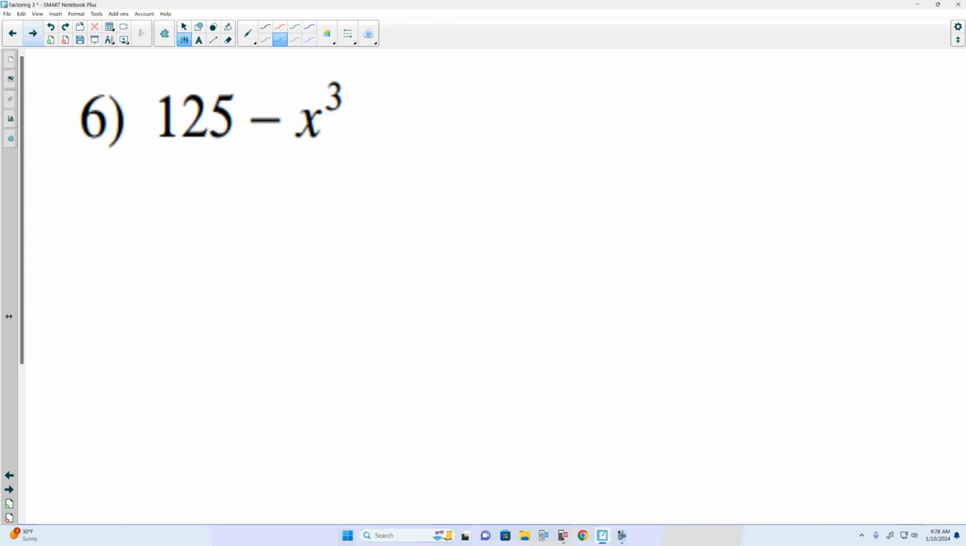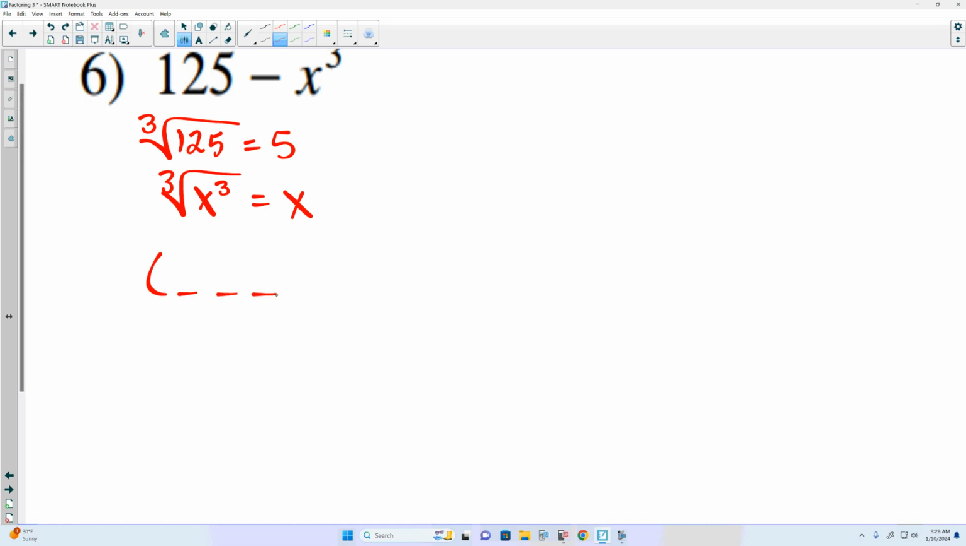We're going to do one more of these before we move on to the last type of factoring, which is factoring by grouping, or I like to call it greatest common factor twice. Now, if we look at this here, cubed root of 125 is 5, and the cubed root of x to the third is x. So same would be minus, opposite would be plus, always end on a positive note would be plus. Yes?